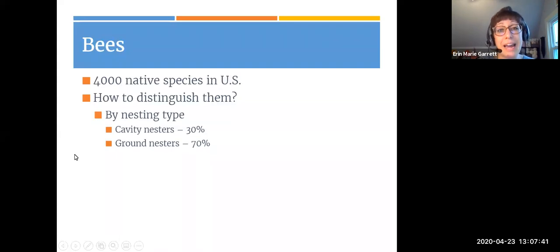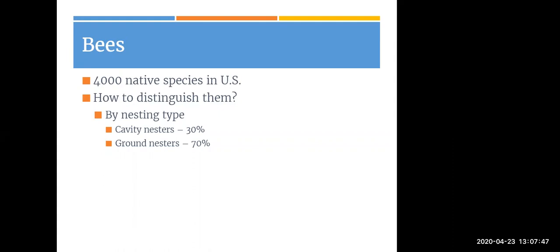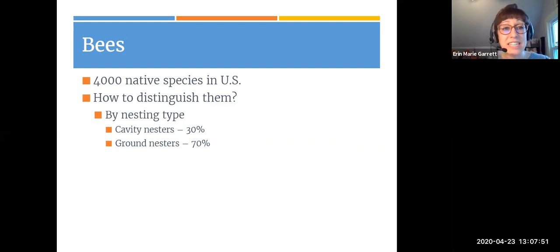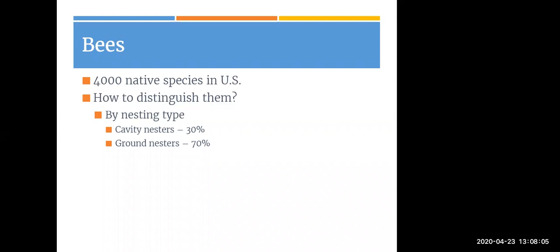So one way is by how they nest, so their nesting type. Many of us think of bees as cavity nesters, but the majority of our bees actually nest in the ground. And some of these characteristics that we'll talk about will be important and will come into play when it comes to planning a native plant garden in your home, okay? So all of this is kind of food for thought that we'll all piece together when we think about putting those native plants in our garden. Okay, so we have a lot of ground nesting bees.